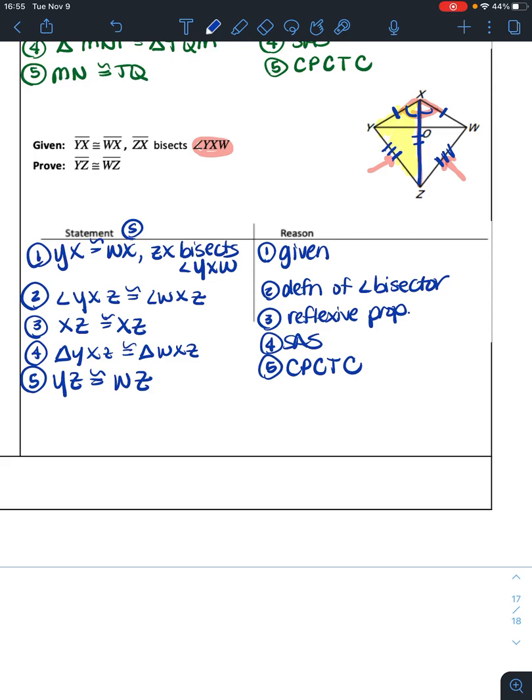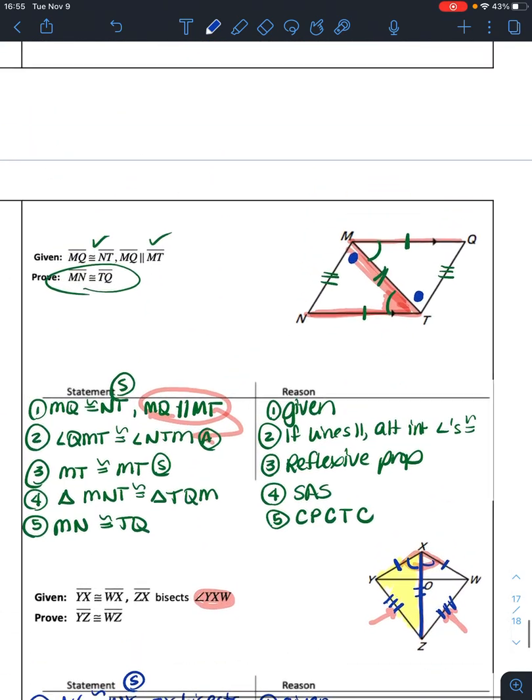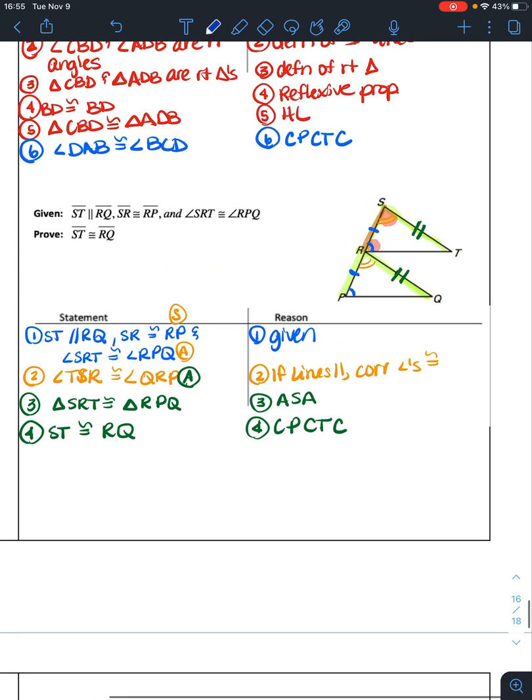There's another version of this where you have to prove some of the little pieces. You actually have to work your way through and prove that several of the different little triangles are congruent to get to the bigger triangles. So that's what I was anticipating, and it wasn't as hard as I expected it to be.